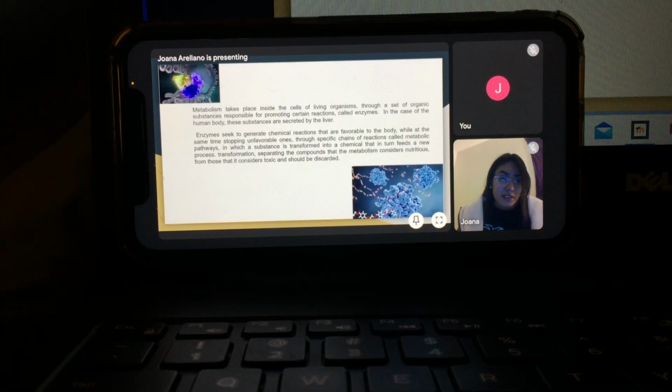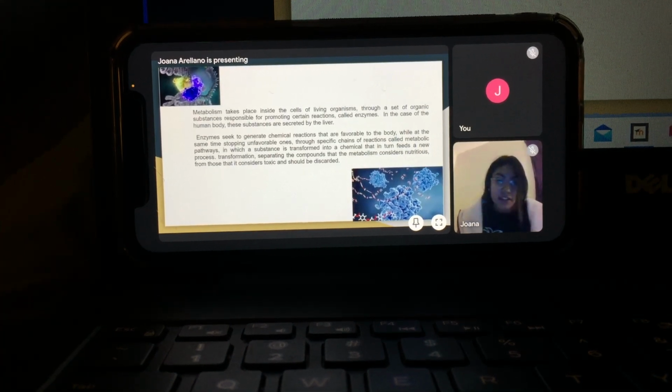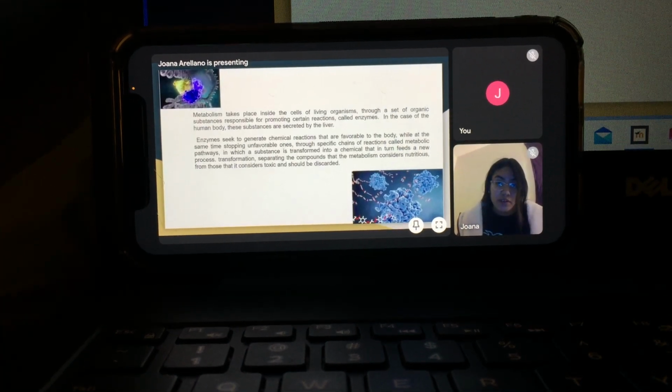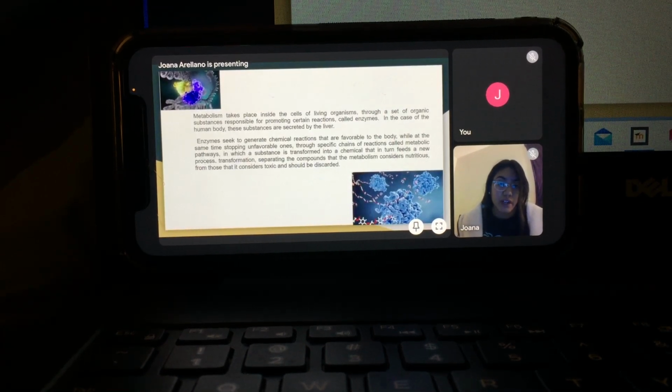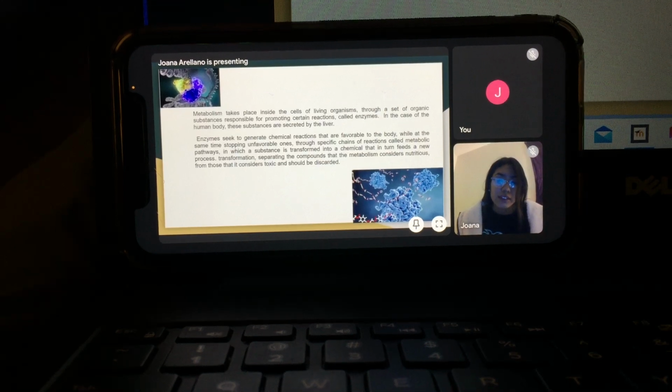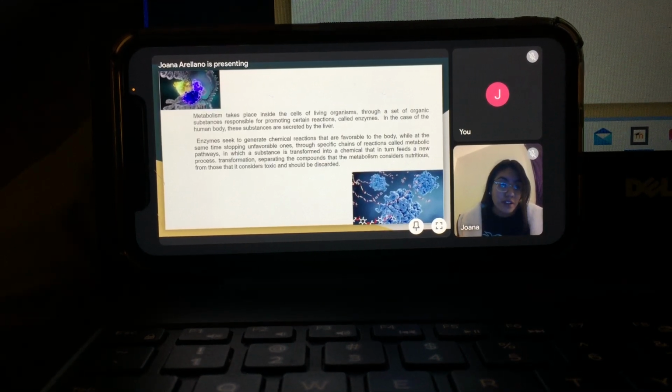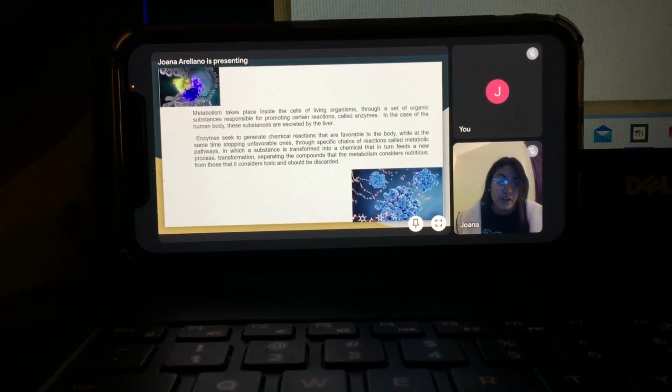The metabolism takes place inside the cells of living organisms through a set of organic substances responsible for promoting certain reactions called enzymes. In the case of the human body, these substances are secreted by the liver.